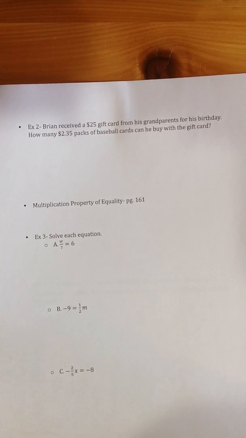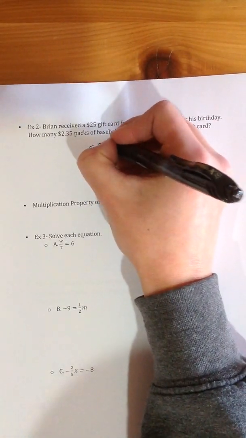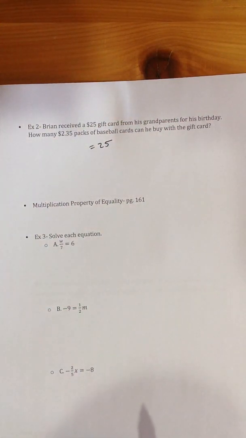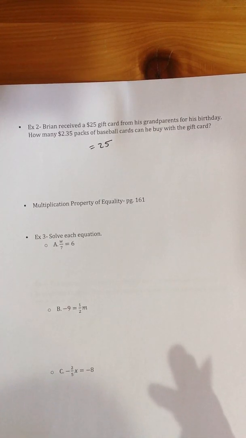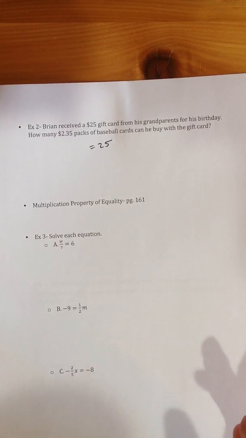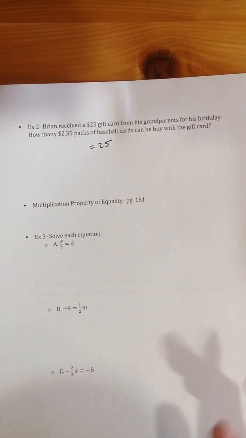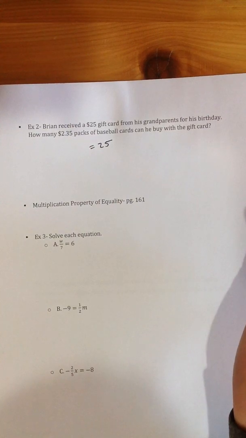So what I would think here is, okay, total in the end, I've got a $25 gift card. So I'm going to put equals 25 because that's my total. Okay, now I've got to figure out what things are going to get me to that total. So I'm thinking, okay, I know each pack of cards is $2.35. If I take however many packs of cards I get, like say I get 2 packs of cards, if I take that 2 times my price there, that would give me what it costs for 2 of them, right?